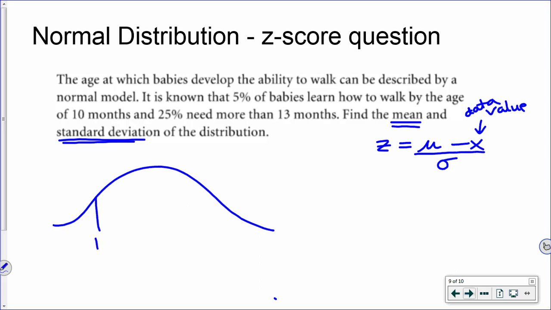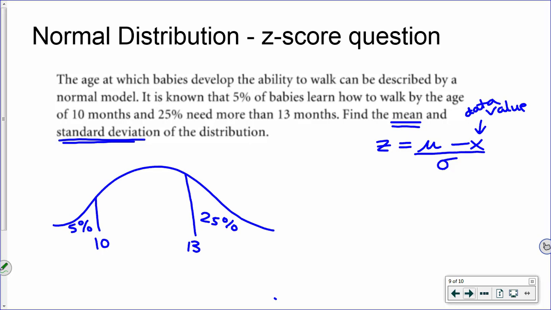So that's going to be way down here, with only 5% of babies learning how to walk before they reach 10 months old. 25% need more than 13 months. So I've located the information given on my normal distribution, and I don't know the mean and the standard deviation, so I can't label all the other vertical lines here. I can't label the one in the center that is the mean.